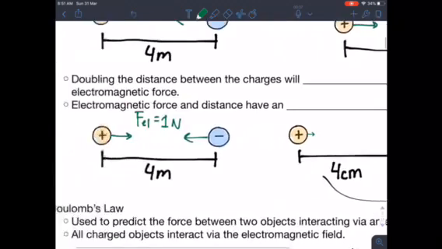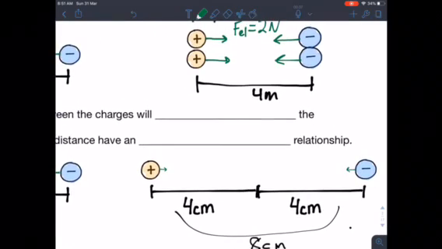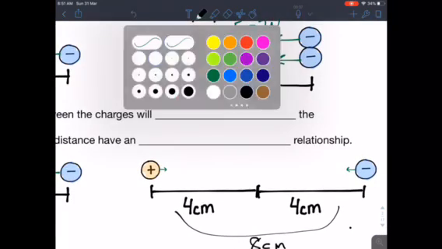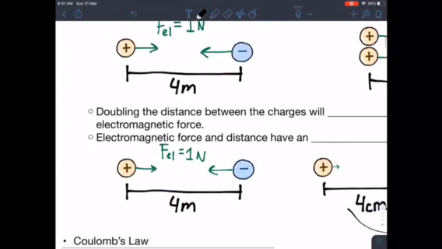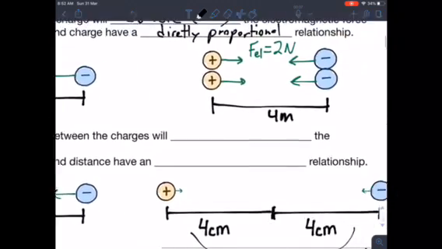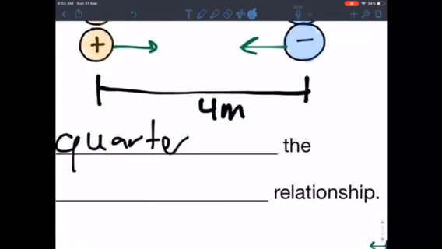And so what is actually going to happen here is we're going from 1/4, and we're not going to double the force. We're not going to halve the force. We're going to quarter the force. Let me change my thickness of my pen. Now, where did that quartering come from?